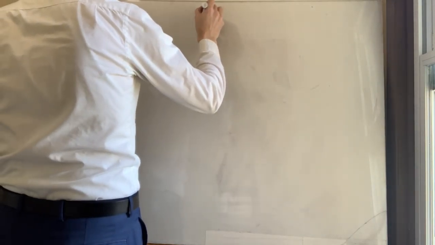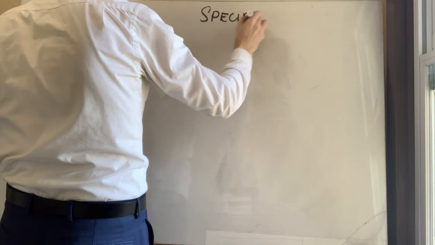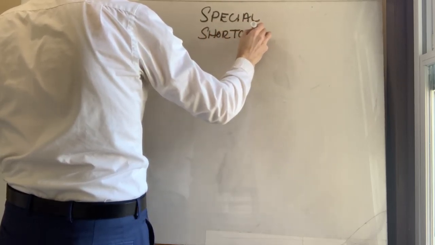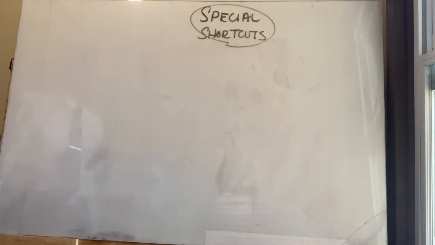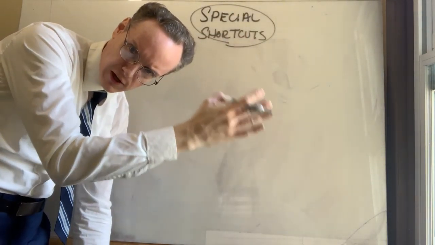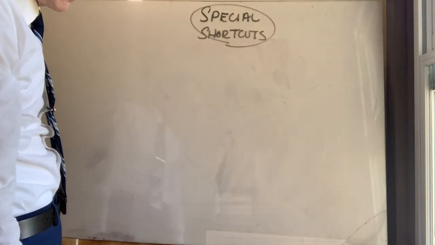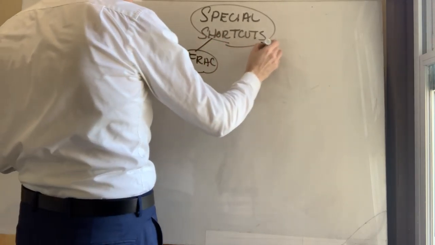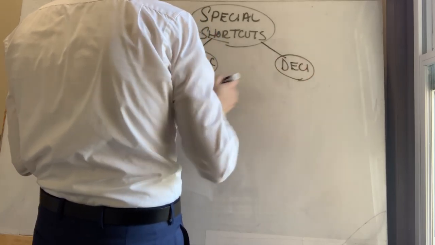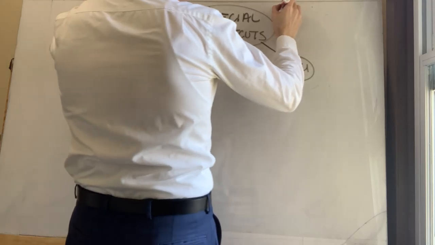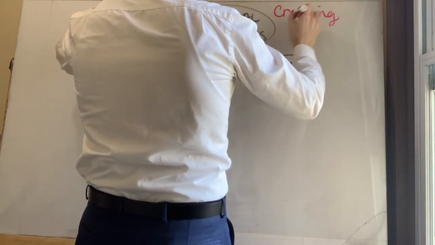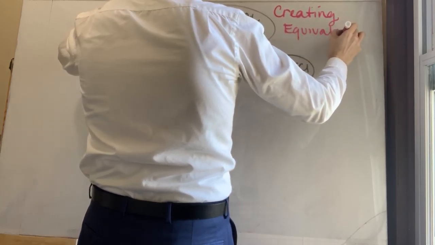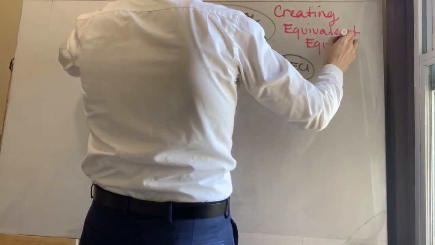Alright. Let me show you a shortcut or two. These are special shortcuts. You don't have to do this. You can always do something brute force, as long as it's following the same sort of process. Opposite operations, balancing, cleaning up where you have to. Alright. When you're dealing with fractions, and when you're dealing with decimals, in each of these cases, what you would be doing is creating equivalent equations.